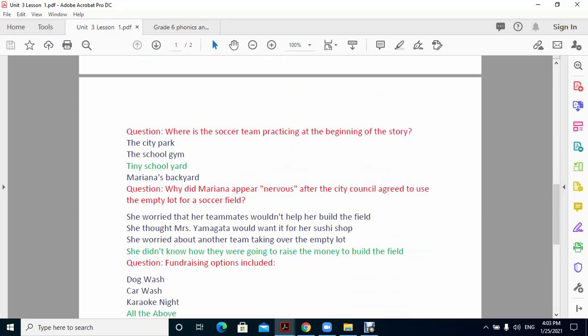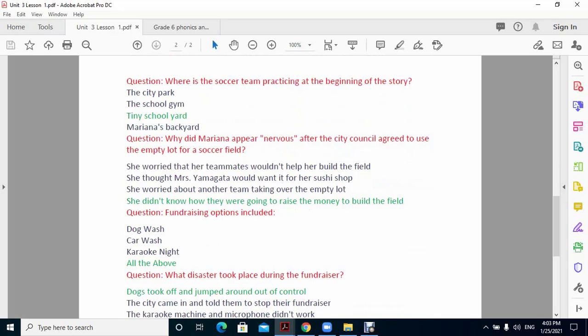Question number 2. Where is the soccer team practicing at the beginning of the story? So the correct option is tiny school yard. Tiny, you know, that's very small, and they want to make a bigger park. Question number 3. Why did Mariana appear nervous after the city council agreed to use the empty lot for a soccer field? And the correct option is the last one. She didn't know how they are going to raise the money to build the field.